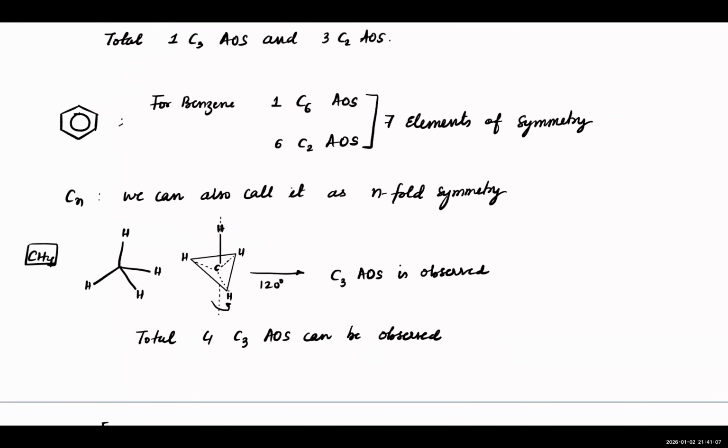Likewise, if you compare benzene, in the case of benzene, if I pass one axis through it, then I will have one C6 axis of symmetry. And if I take planes like this, like this, like this, like this, and like this, again I'll get C2 axes of symmetry. How many C2 can I get? Six C2 axes of symmetry I can get. So only axes of symmetry, how many are you getting? Seven elements of axis of symmetry we are getting. Okay. I told you like this: n also represents the fold of symmetry. It is called n-fold symmetry.